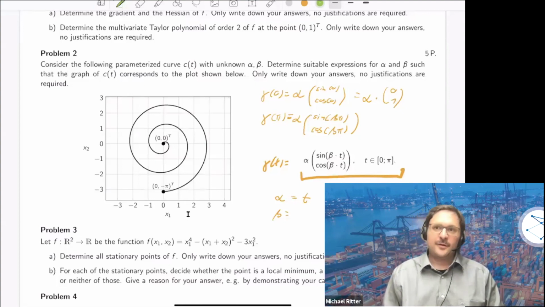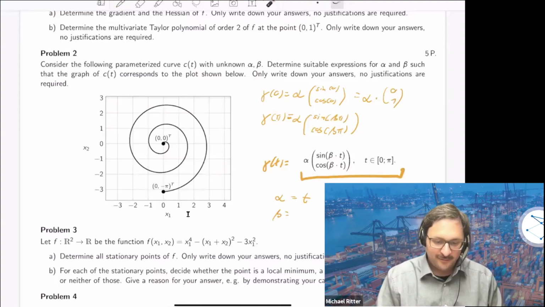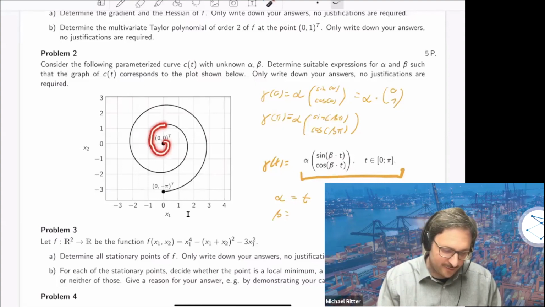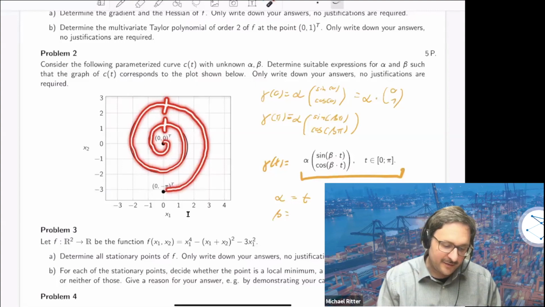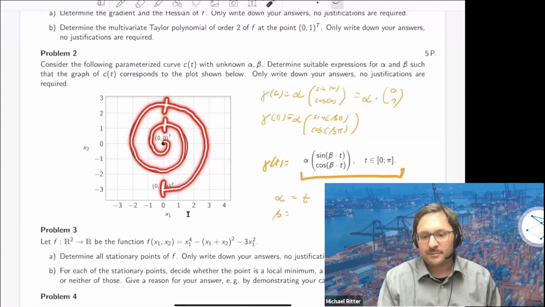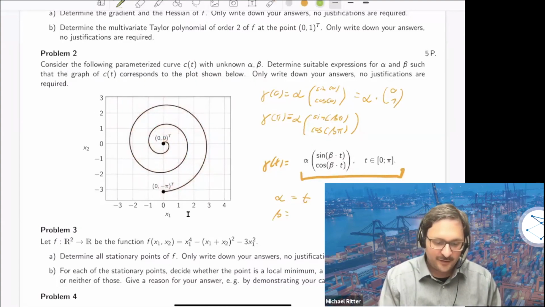Okay, so how many rotations do we have here? Let's see. We start here. That's the first rotation we complete. Here's another full rotation. And then there's half a rotation. So what we get here is 2.5 rotations.